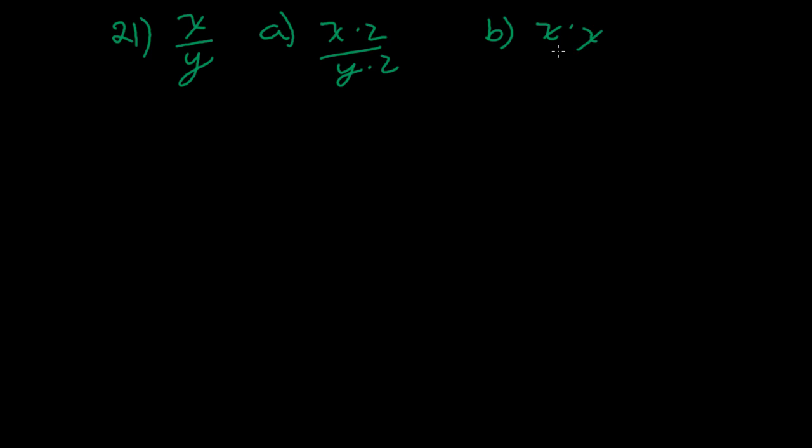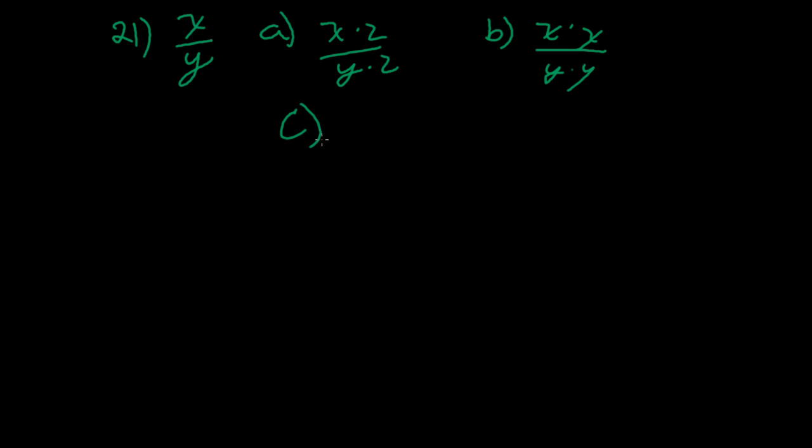Alright, and on to question number 21. It says, for all positive integers x, y, and z, which of the following expressions is equivalent to x divided by y? So it gives us x divided by y, and the choices are, I'll draw out the choices because it'll be easier to see what I'm talking about. Choice A is x times z over y times z. Choice B is x times x times x over y times y.